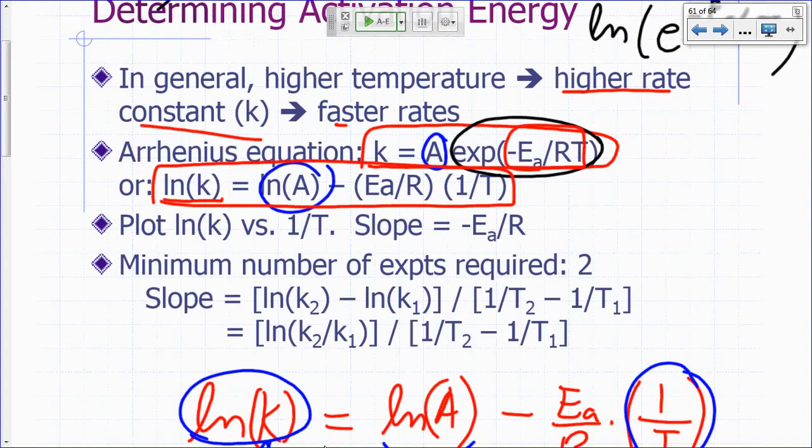Here it is. Slope is ln of k2 minus ln of k1 divided by 1 over T2 minus 1 over T1. All right? And ln of k2 minus ln of k1 is just ln of k2 over k1. What's the unit for your slope?